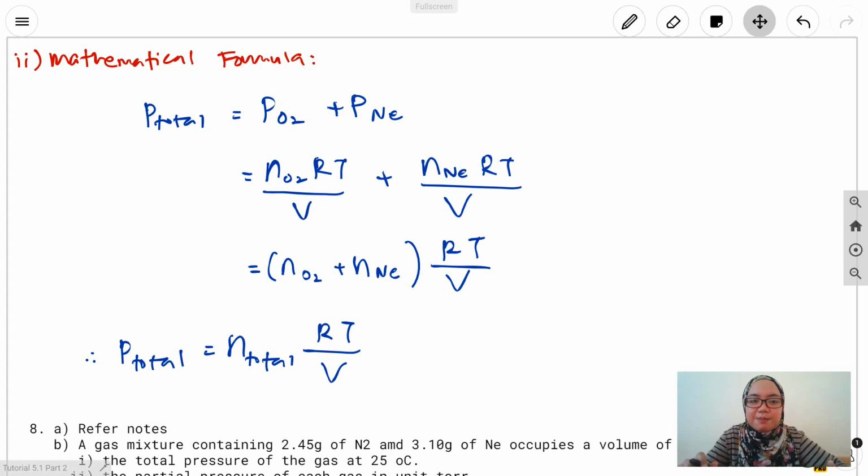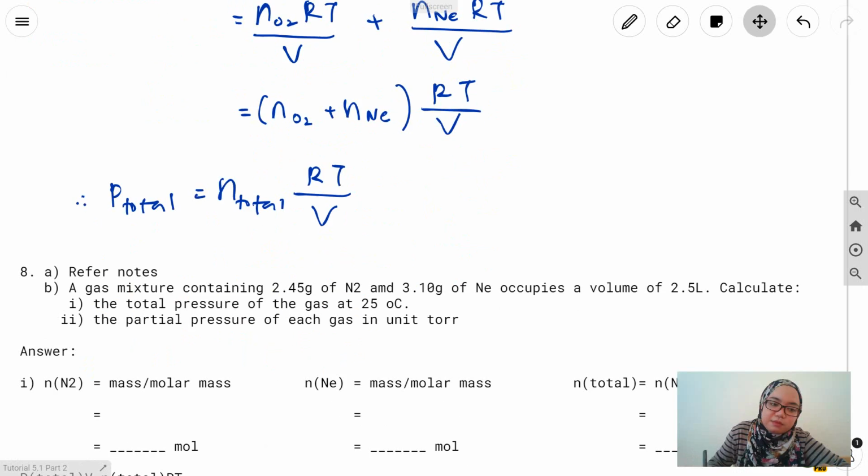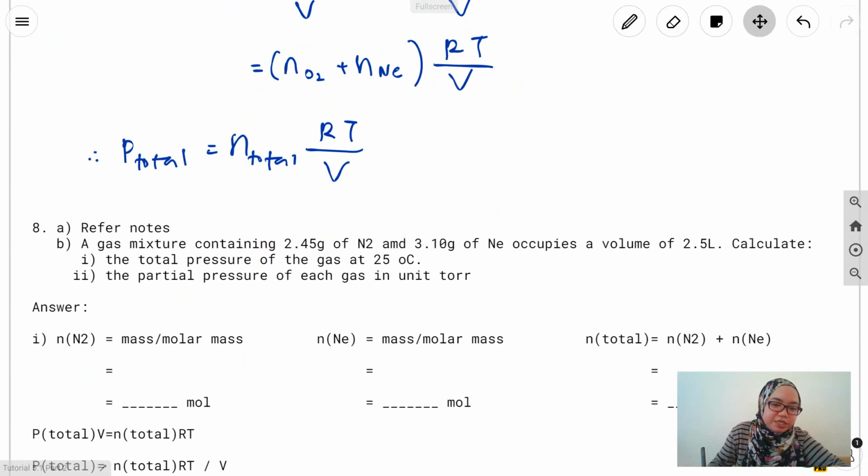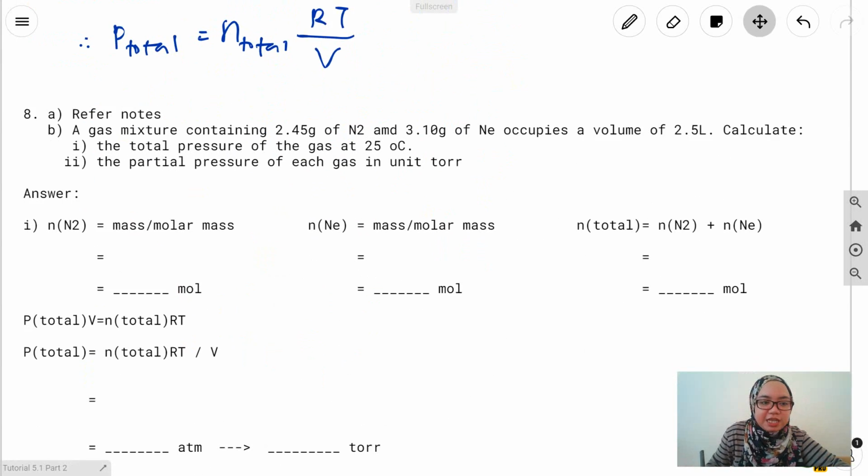You are better at mathematics than me, so you can derive this very efficiently. Okay, so this is what we call the mathematical formula for the partial pressure according to Dalton's law. Now we want to answer a few questions. So let's look at question 8. Question 8 asks you to state Dalton's law of partial pressure. You can refer to the lecture notes or to the notes that I will be giving to you after this lecture, this tutorial note I mean. Okay.